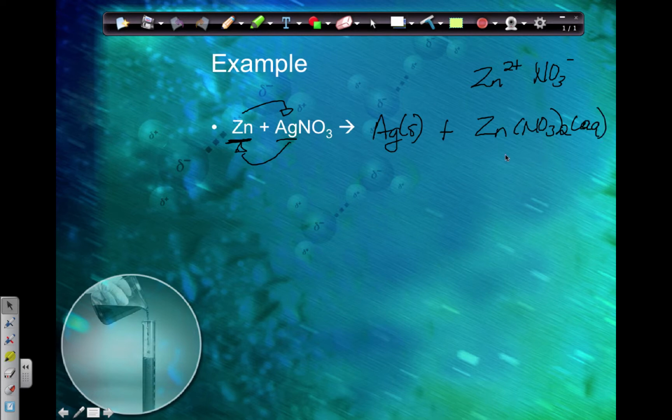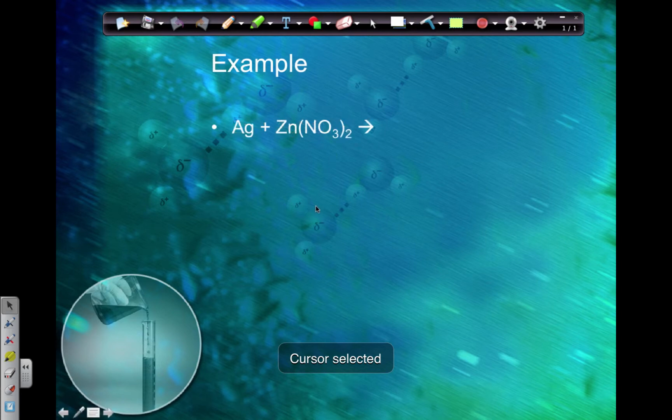Alright, so now I need to balance. Put a 2 here for the nitrates and then a 2 here for the silvers. Alright, so this reaction does happen because zinc is by itself. It's above the metal in the compound. Alright, so let's look at this one.